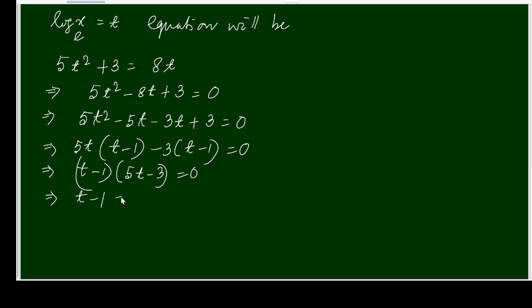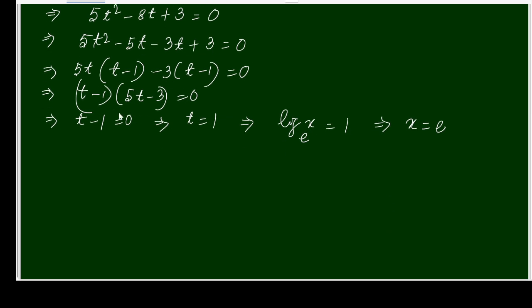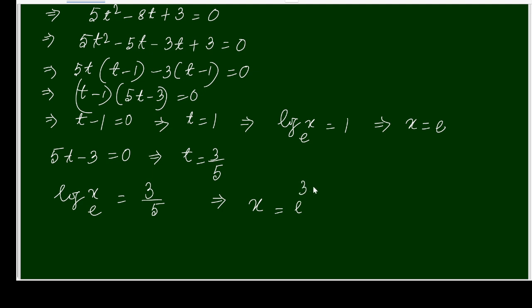So t minus 1 is 0. This gives you t equals to 1. What is t? t equals to log x base e equals to 1. That means this gives me x is equal to e. Now for second option, 5t minus 3 equals to 0. So this gives us t equals to 3 by 5. So log x base e equals to 3 over 5. What does it mean? x is equal to e to the power 3 by 5.